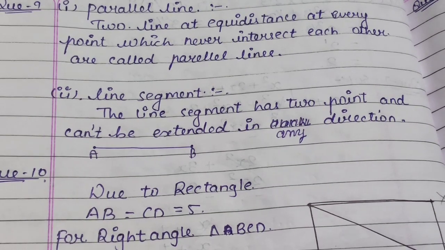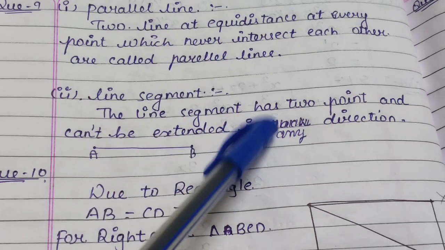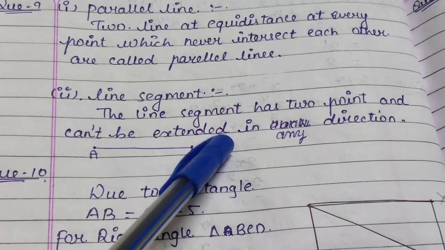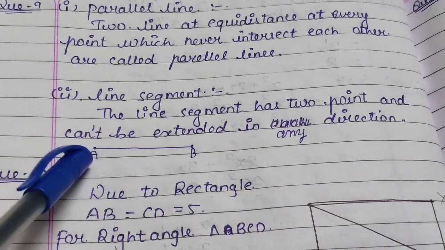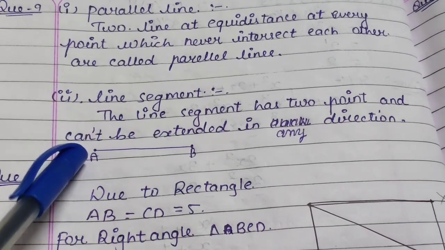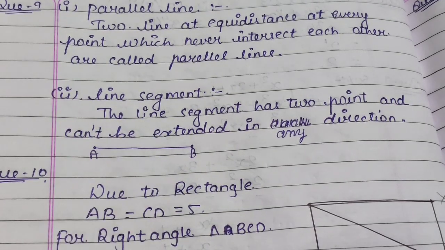Now the next one is line segment. A line segment has 2 points and can't be extended in any direction. It will never extend. I also gave a figure here. A and B are the two endpoints of this line segment. So the line segment has two endpoints and can't be extended in any direction.